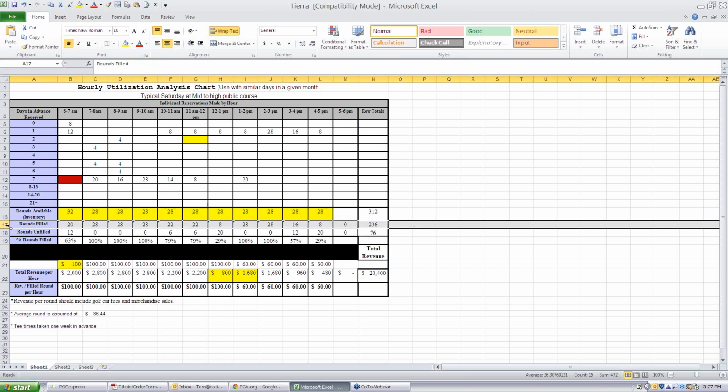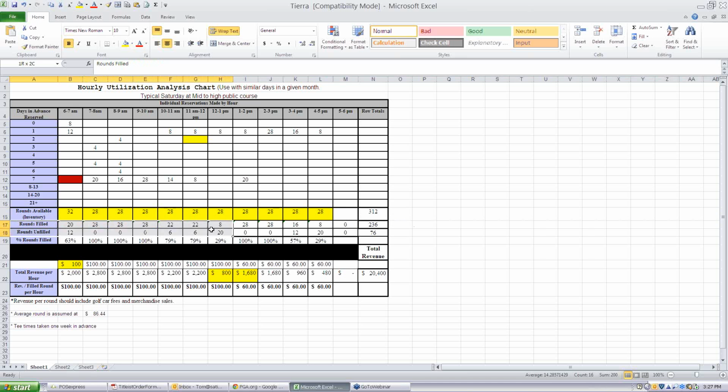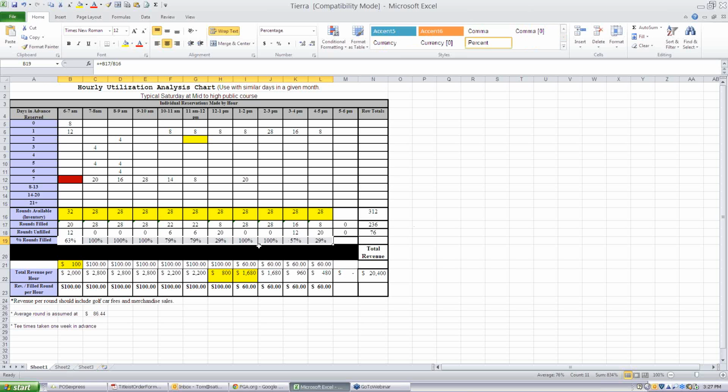You look at this later and you say, how many rounds do we actually fill during those hours? Do we get it fully or not? And then this is just a basic subtraction of top to bottom. How many did you unfill? How many were not utilized? That gives you a number of players that you missed for the day. And the bottom is a percentage of how many played versus how many were available. That gives you a total percentage.